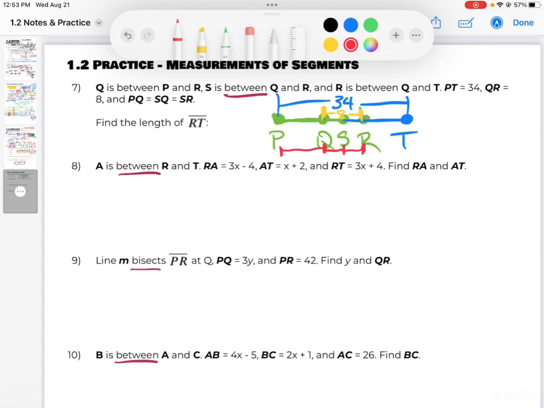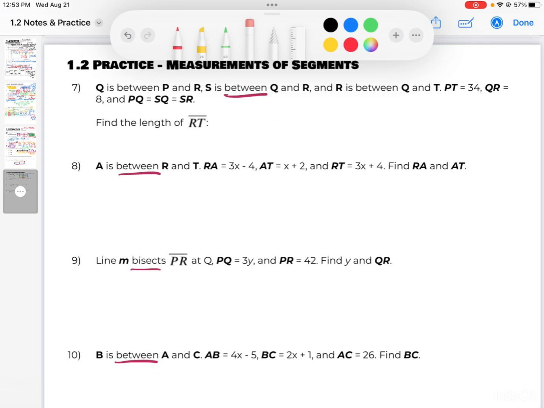So what I'm going to do real quick is erase everything and draw it a little better to scale now. So I've got P all the way to T. And I know that that is 34. And then I've got these other points along the way. P to Q, S to Q, Q to S.